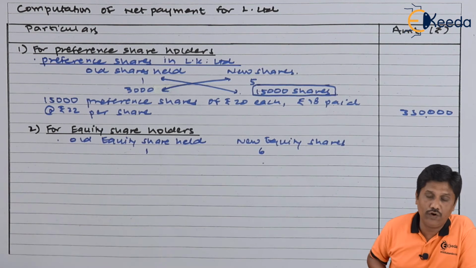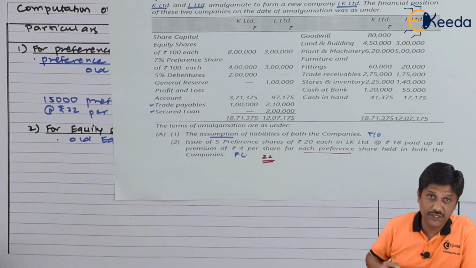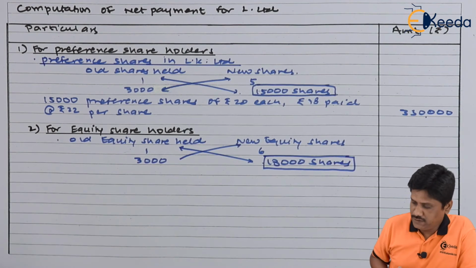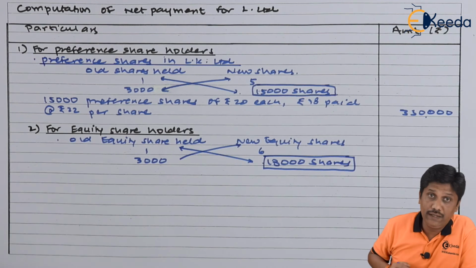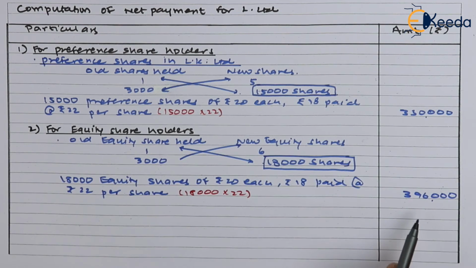Now let me check the number of equity shares in the balance sheet of L Limited. You can notice 3 lakhs amount is given, and 100 rupees per share. That means there are 3,000 shares. Let us work out that. So friends, here we get 18,000 equity shares for equity shareholders of L Limited. So let me note down the statement. Friends, you can notice in this way I have calculated payment in terms of equity shares of LK Limited.